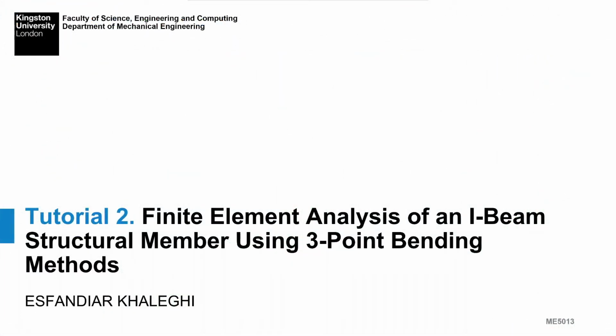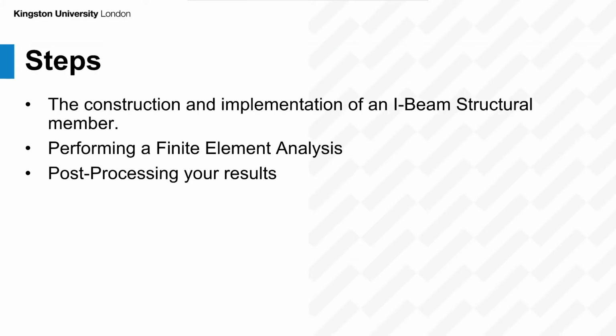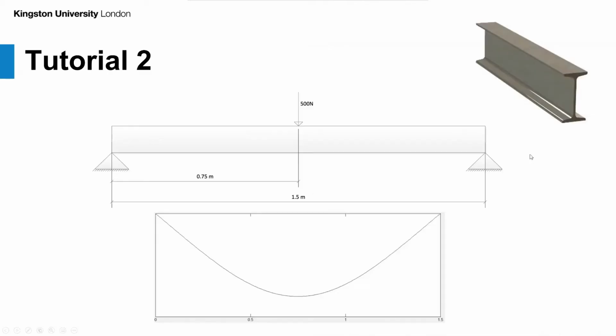In this tutorial, we want to perform the finite elements analysis of an I-beam structure using the 3-point bending method. In order to do that, we'll start by doing the 2D modeling on the CAD side of the solver. Then we'll take it to the pre-post processing side, perform the finite elements analysis, and of course see the post-processing results of the FEA analysis.